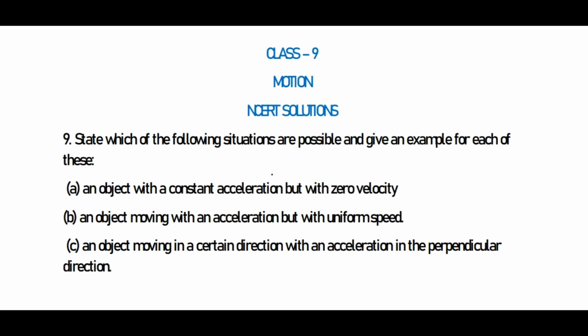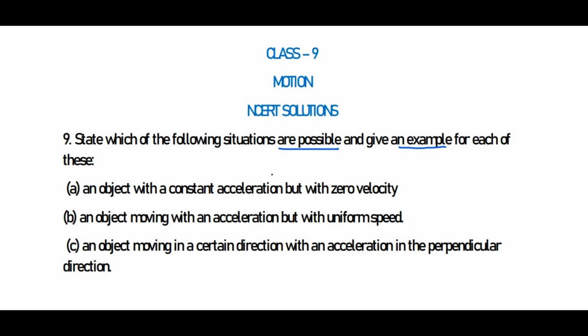Hello students, in this video we are going to discuss question number 9 and 10 from class 9 chapter Motion. State which of the following situations are possible and give an example for each of these. That means we have to answer whether the following cases are possible or not. If they are possible, we need to specify an example.